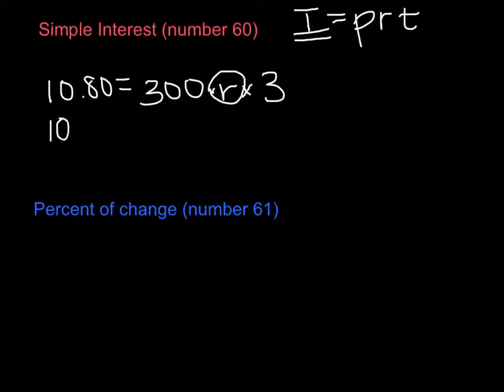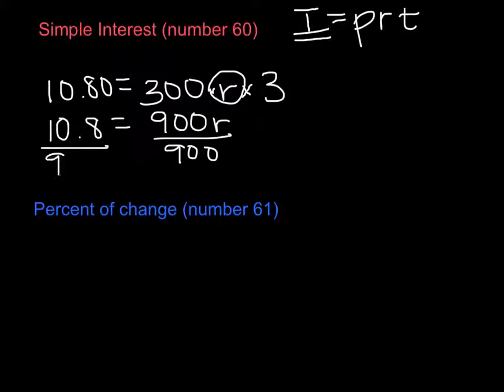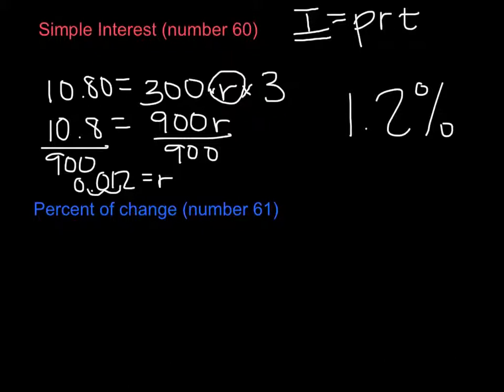I can simplify this to 10.8 equals 300 times 3, which is 900R. And then to find your rate, just isolate your variable and divide both sides by 900. So 10.8 divided by 900, you get 0.012. And rates are always expressed as percents. Well, this is a decimal. Remember, to get from a decimal to a percent, you move it over 2 places. So my interest rate was 1.2%.